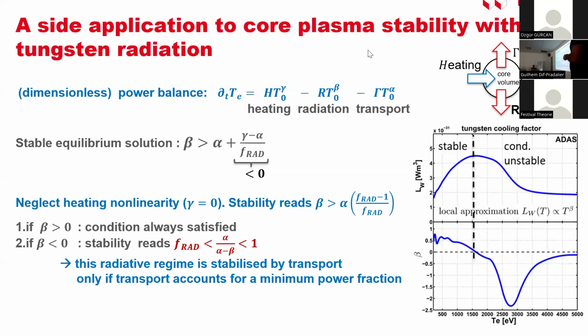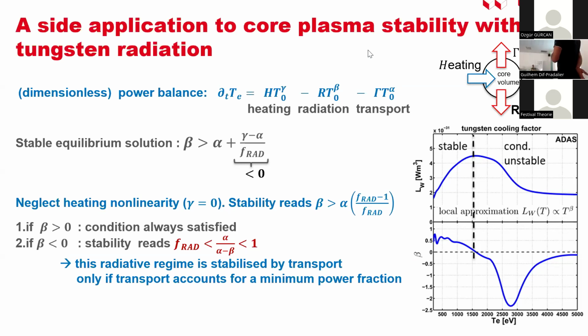The radiation is obviously nonlinear in temperature, as I showed. I'm showing here, for instance, the cooling function of tungsten. It is peaked around 1.5 keV, okay, 1,500 eV. And so this beta is positive on the left part of the peak and negative on the right part of the peak. Okay, and transport is the same. You could assume, for instance, if you make a gyro-Bohm model, you have a certain temperature dependence of the transport. Alpha could be 2.5 for gyro-Bohm transport, for instance.